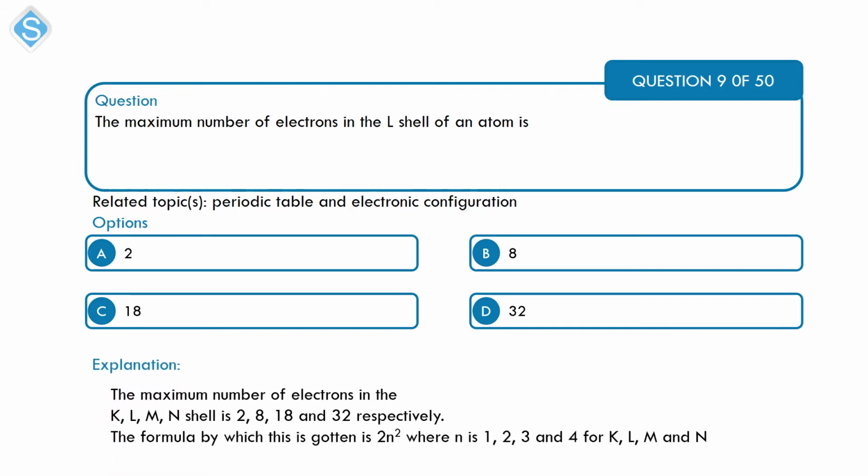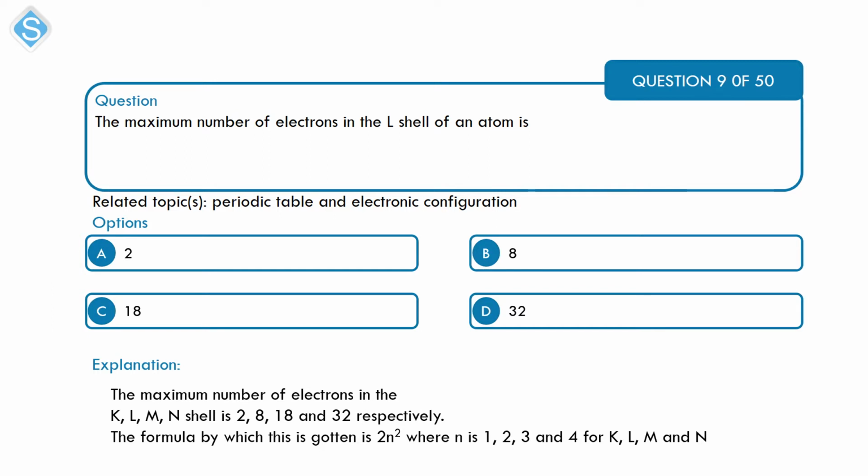Okay, so the maximum number of electrons in the K, L, M, N shells is 2, 8, 18, and 32 respectively. So in the K shell it is 2, in the L shell it is 8, M it is 18, N it is 32. Now the formula is 2n squared, where n is 1 for the K shell, 2 for the L shell, 3 for the M shell, 4 for the N shell. You also have the O shell as well. If you want to find the maximum number of electrons that you can have in any of these shells, it's simply substituting the value of n.